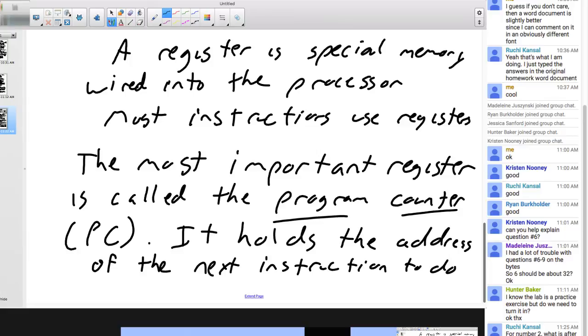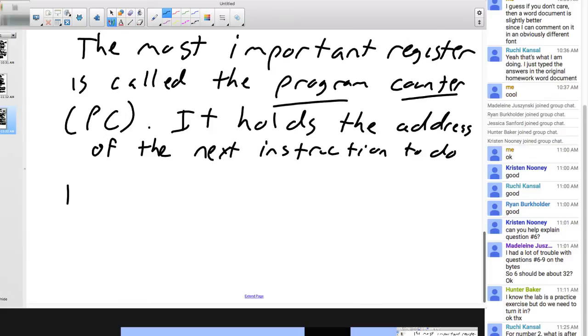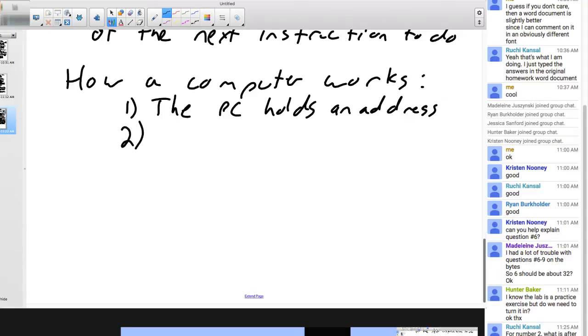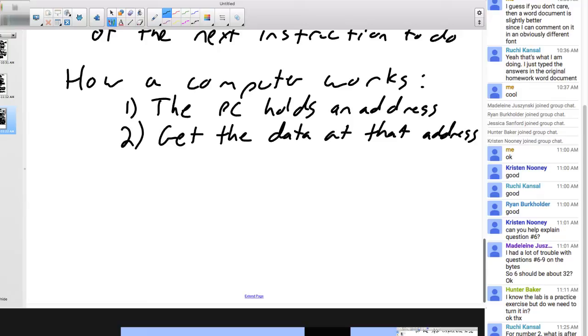Okay, so here's what I'm trying to say. How a computer works in 3 lines. What a computer is doing as it's living its life, whenever it's turned on, over and over and over again, is: first of all, the program counter holds an address. The second thing that will happen is get the data at that address. Remember, addresses are locations. Locations hold data. So the program counter is a number that is a location in memory. We go out to memory at that number and see what data is there.